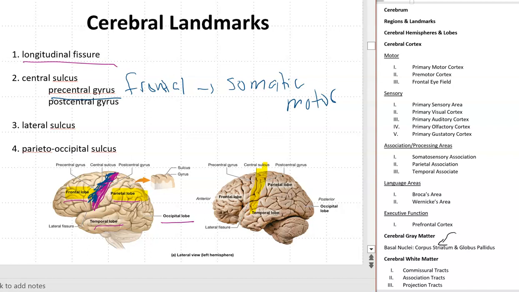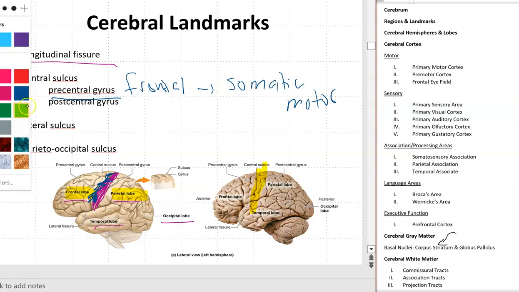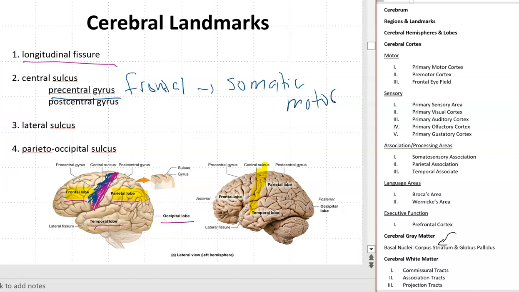Now, if we look at the post-central gyrus, which is behind it, so I'll color that one green here. The post-central, notice, is on the parietal lobe. And the post-central gyrus is going to function for our sense of touch. So it processes sensory information.